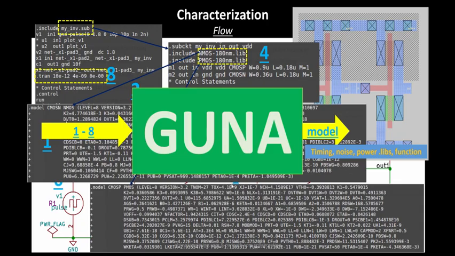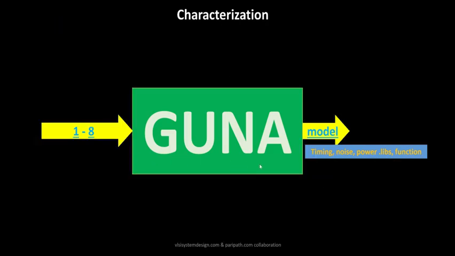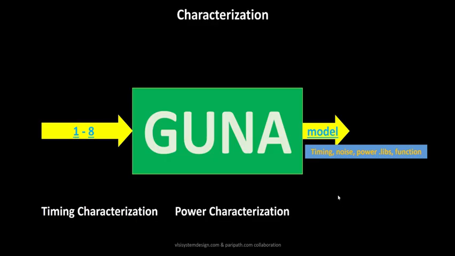Now, coming back to the information that you get out of the Guna software, the timing, noise and power .libs, this brings us to a very important classification of .libs: the classification by characterization type. We have the timing characterization, the power characterization, and the noise characterization. So we'll stop at this point, and we'll talk about timing characterization from the next video.